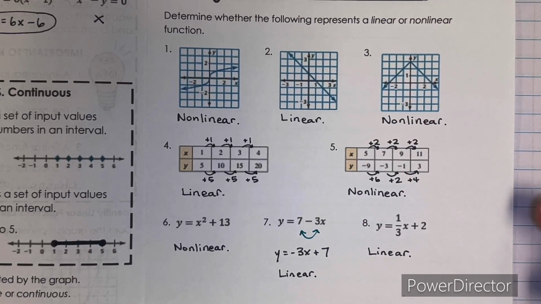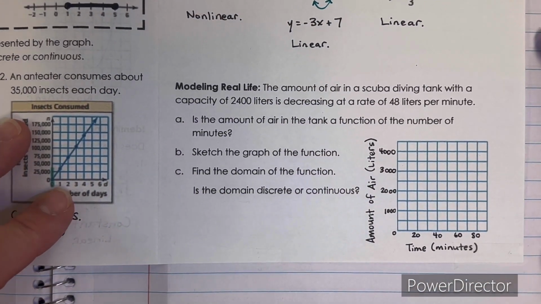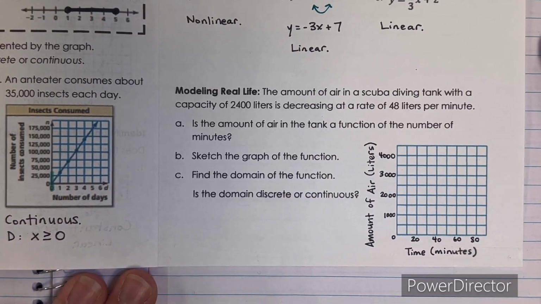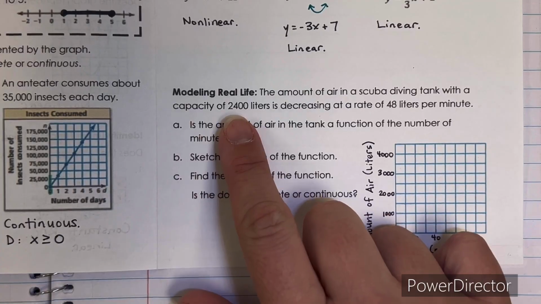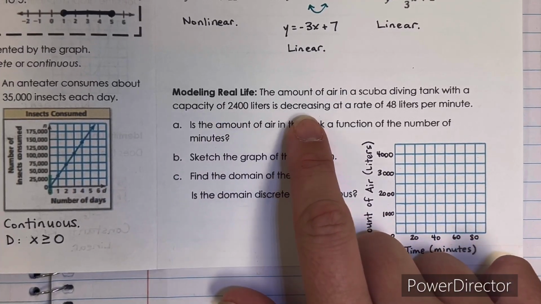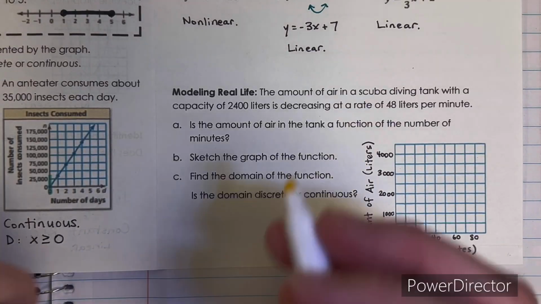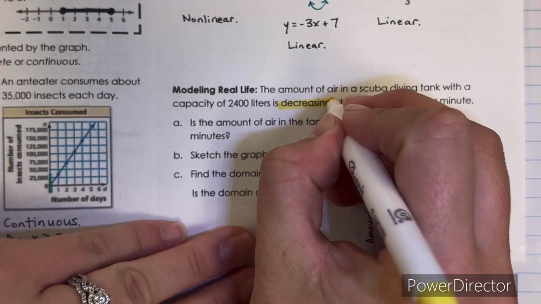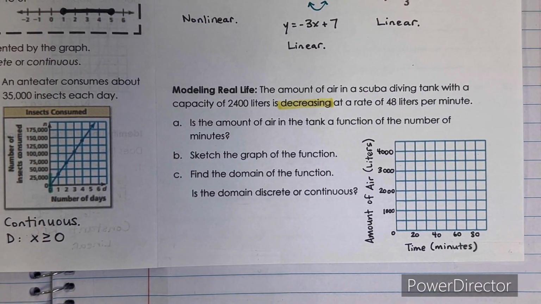Now let's take a look at that final problem that we've got down there. This is our real life problem. So here's what it says. The amount of air in a scuba diving tank with a capacity of 2,400 liters is decreasing at a rate of 48 liters per minute. So I'm going to write decreasing. That's going to show me that my line is going down because we're running out of air in that scuba tank.